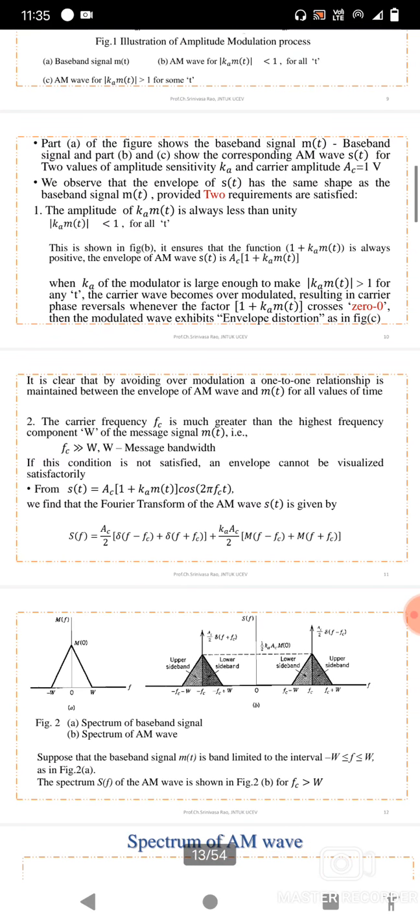Next point. The carrier frequency fc is much greater than the highest frequency component omega of the message signal m of t. That means fc is greater than omega. So omega represents the message bandwidth. If this condition is not satisfied, an envelope cannot be visualized satisfactorily.